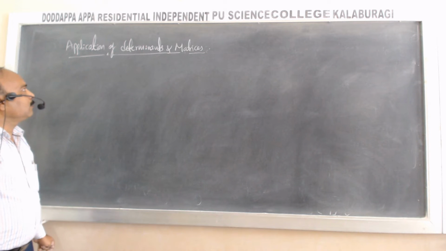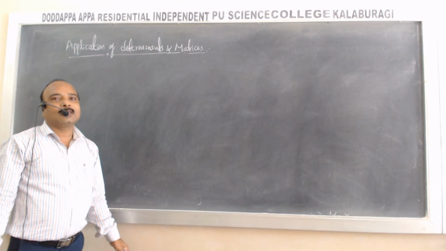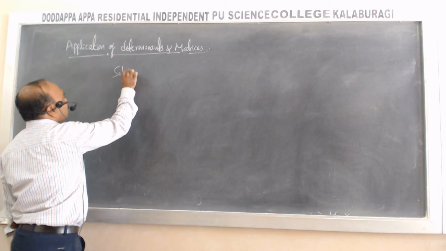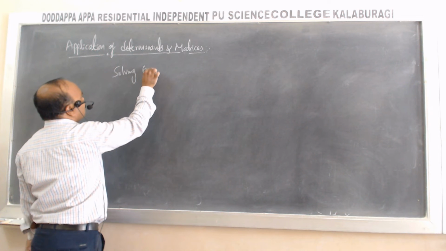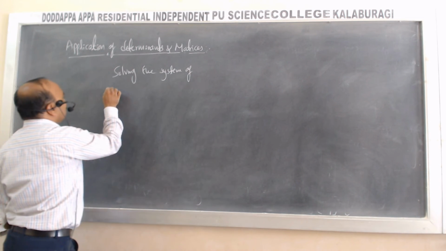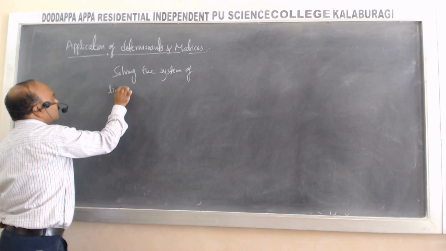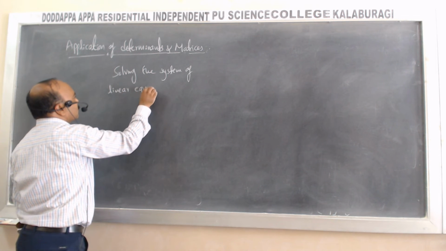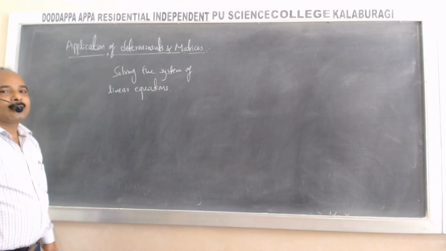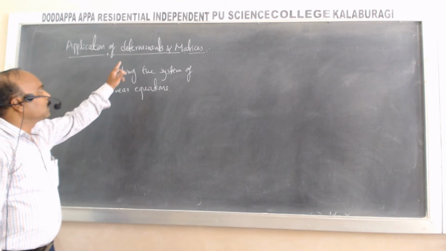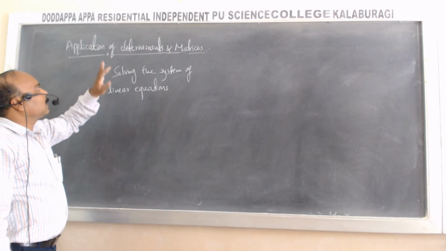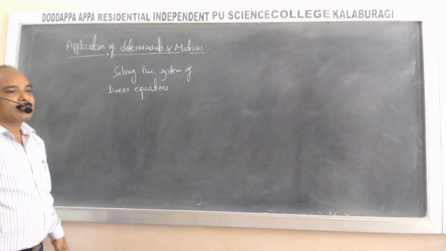These determinants and matrices are used for solving the system of linear equations. So for solving the system of linear equations we can take the help of determinants and matrices. Therefore it is called as application of determinants and matrices.